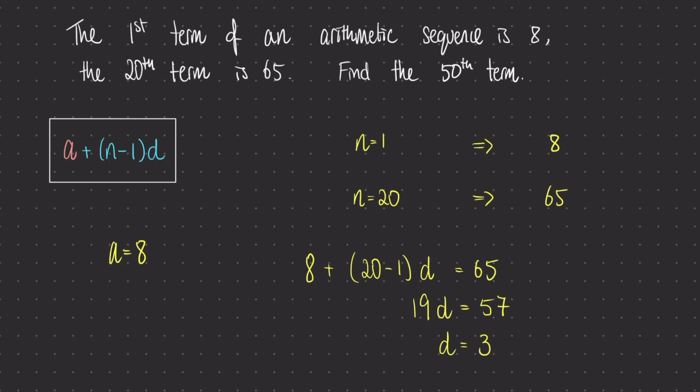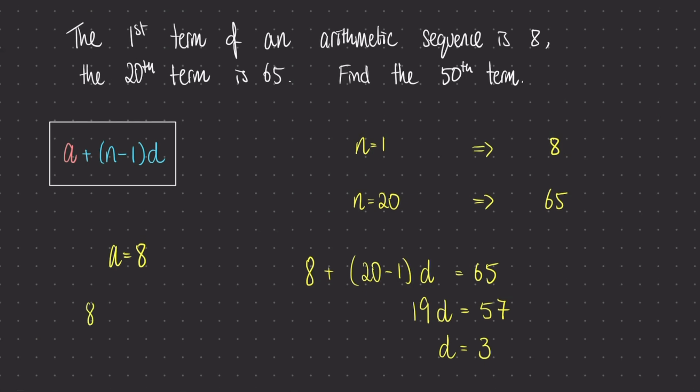so that means the sequence is getting bigger, and if we look at the question, indeed it is. The first term is much smaller than the 20th term. Now I can fill out my nth term formula. So 8 plus n minus 1 times by 3 is how I find the value of my nth term. Finding the 50th term then is 8 plus 50 minus 1 times by 3, which is 155.